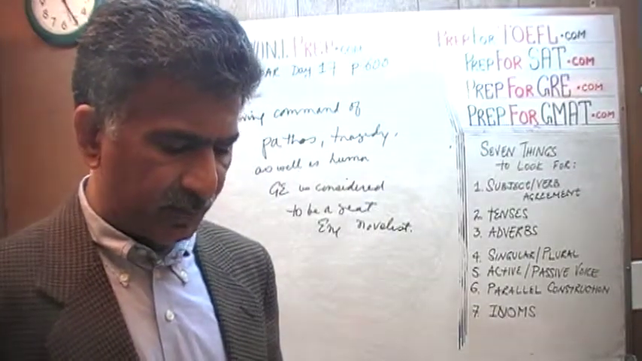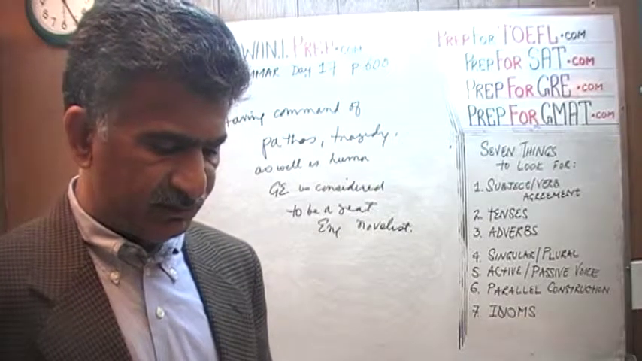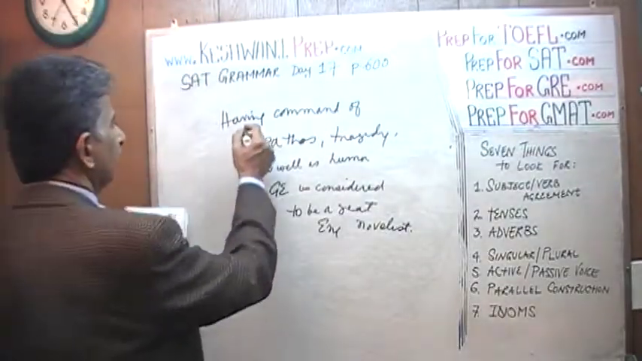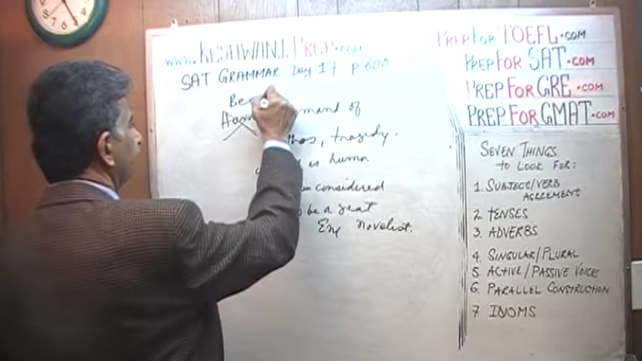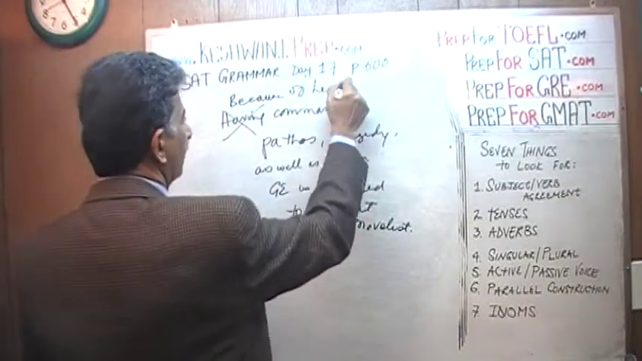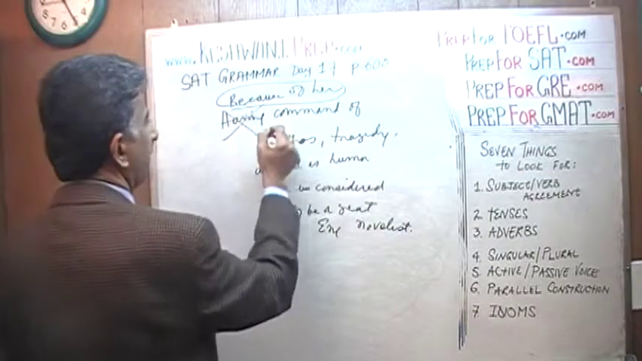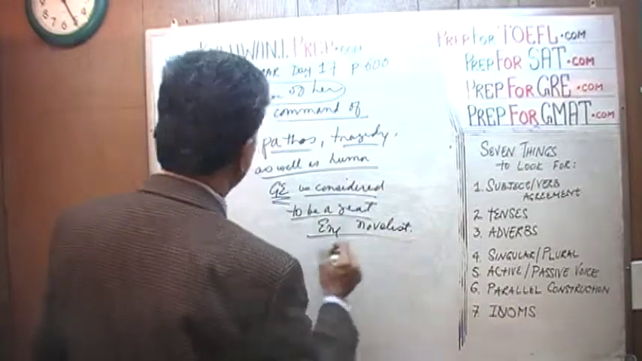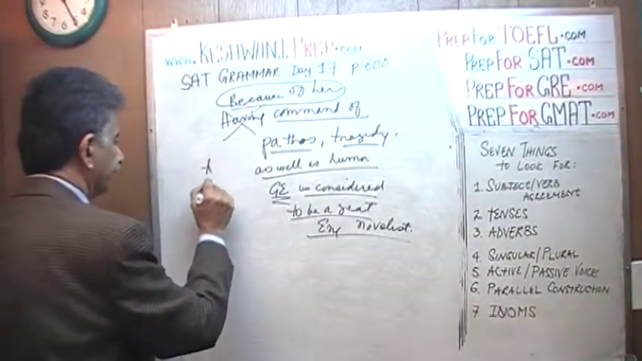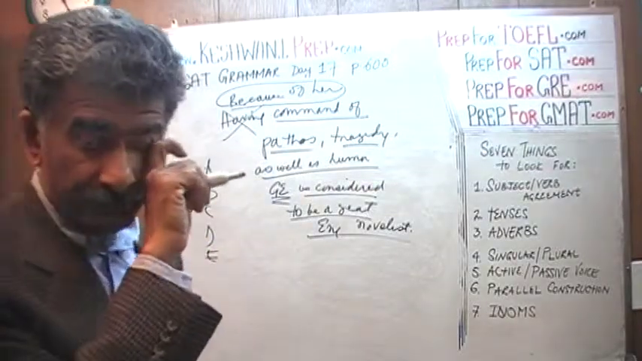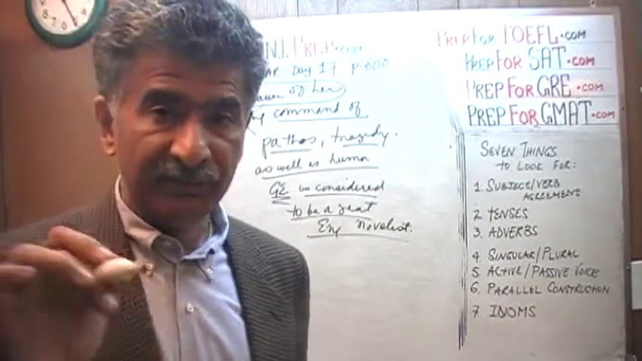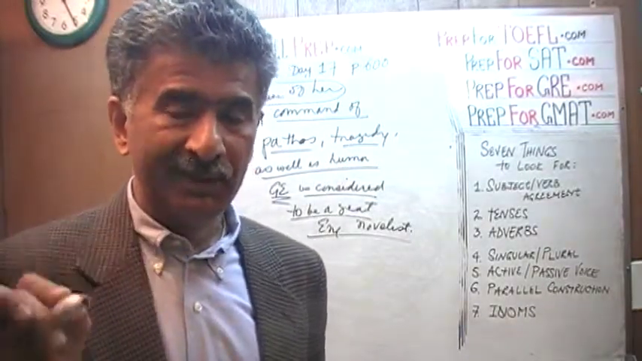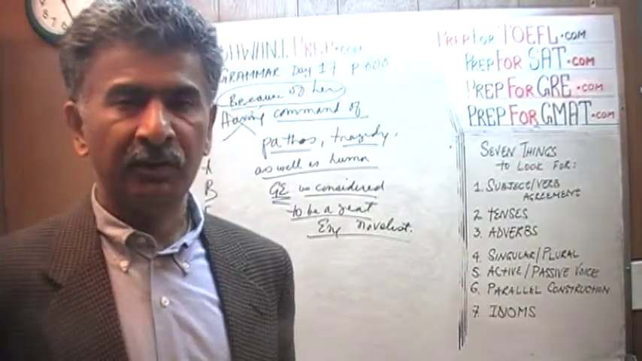Having command of pathos, tragedies, as well as humor, she is considered to be a great English novelist. Let's not start with having. How about: because of her command of pathos, tragedies, as well as humor, George Eliot is considered to be, there you go, I think that would work. We're looking for something that should start with because of the fact that she has these qualities. Because of the fact that she has these qualities, she's considered to be one of the great English novelists. Works fine. Works beautifully.